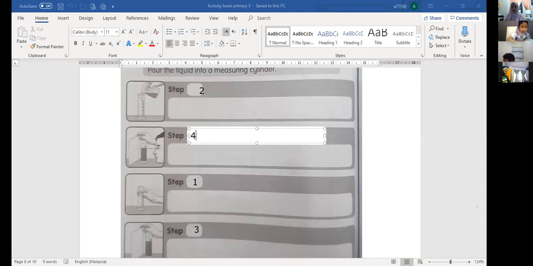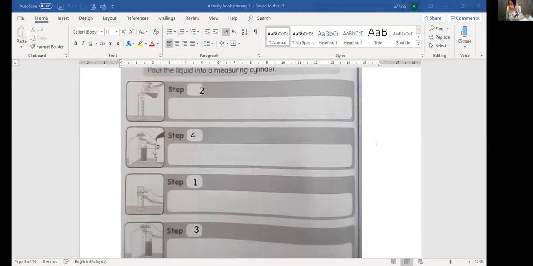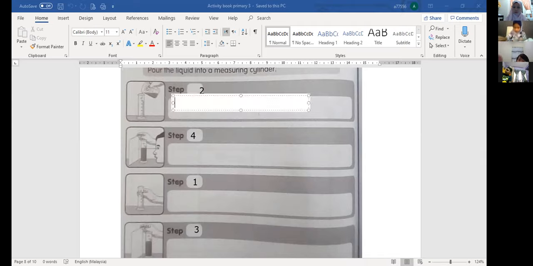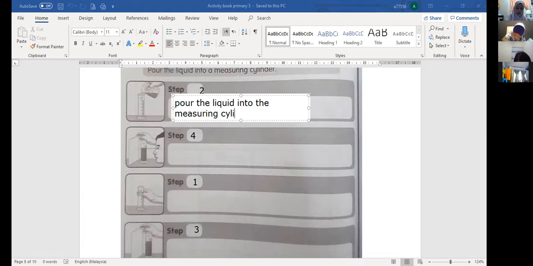Okay, so next you have to match the sentence to the picture. Okay, look at picture number one. Which sentence? Okay, teacher will write the answer here. Okay, this picture will describe pour the liquid into the measuring cylinder.